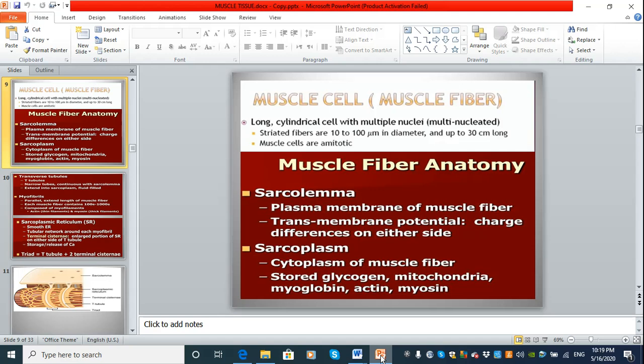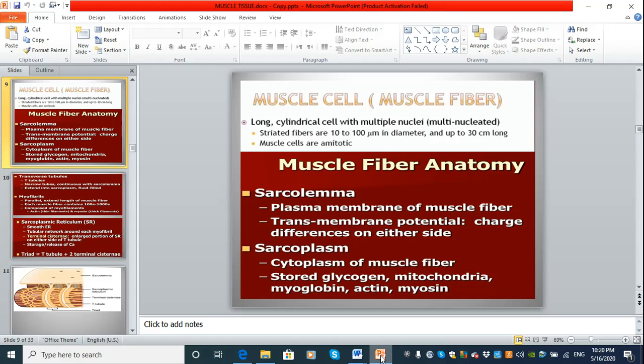What does that mean? Muscle cells are mitotic. And as I said, the muscle fiber or muscle cell has components. If I have a normal cell, we know a normal cell is surrounded by a cell membrane, and here we call it sarcolemma. It's like a plasma membrane of the muscle fiber, with transmembrane potential, charge differences on either side.